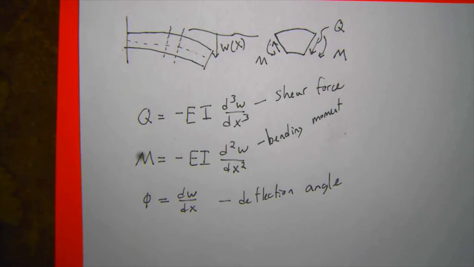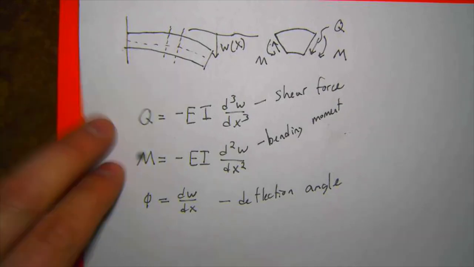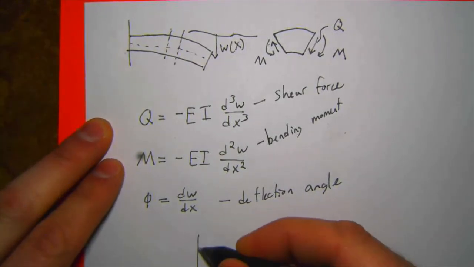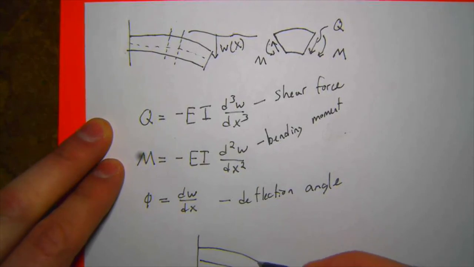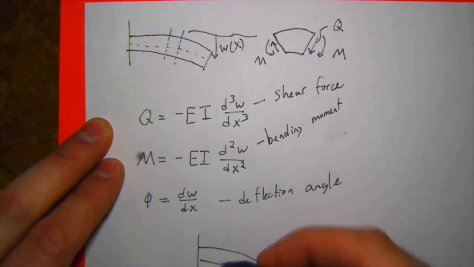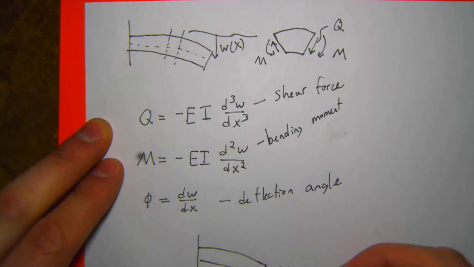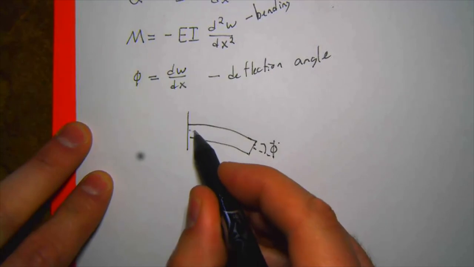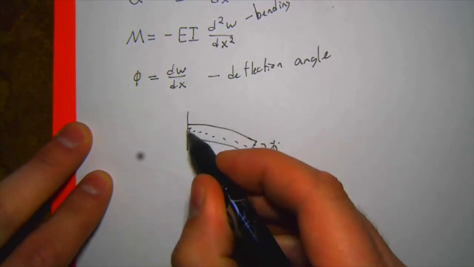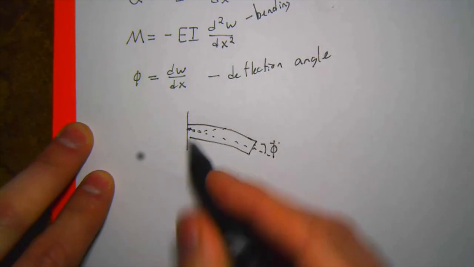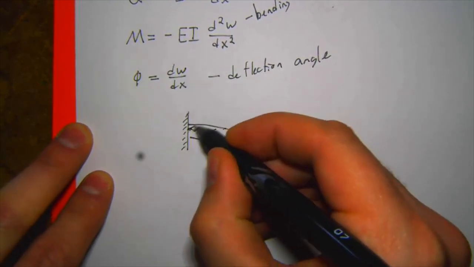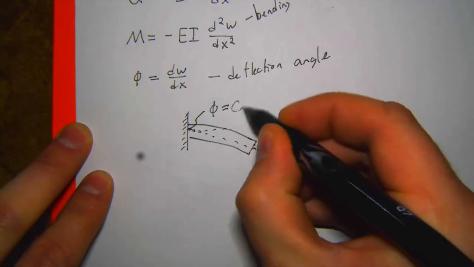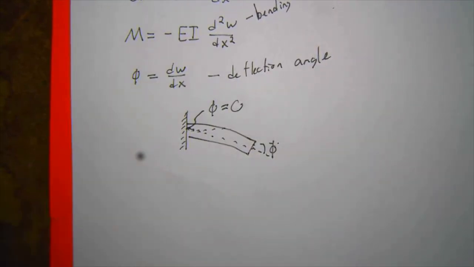Can you just try to show on the diagram where phi is? Yes. So it's the angle change there. If I had a cantilever beam, for example, my phi here would be 0 because it's rigidly fixed, and then at the end it would be some angle relative to the neutral axis of the beam.